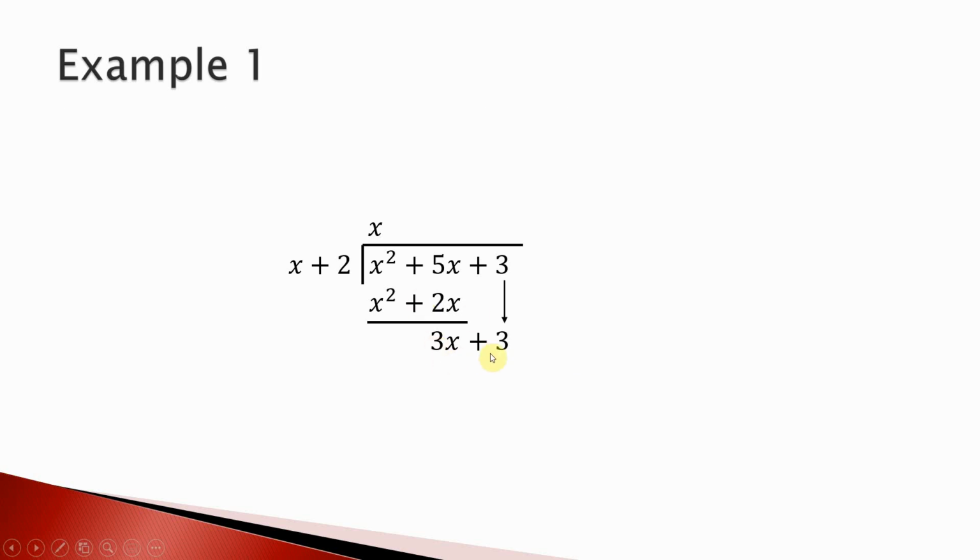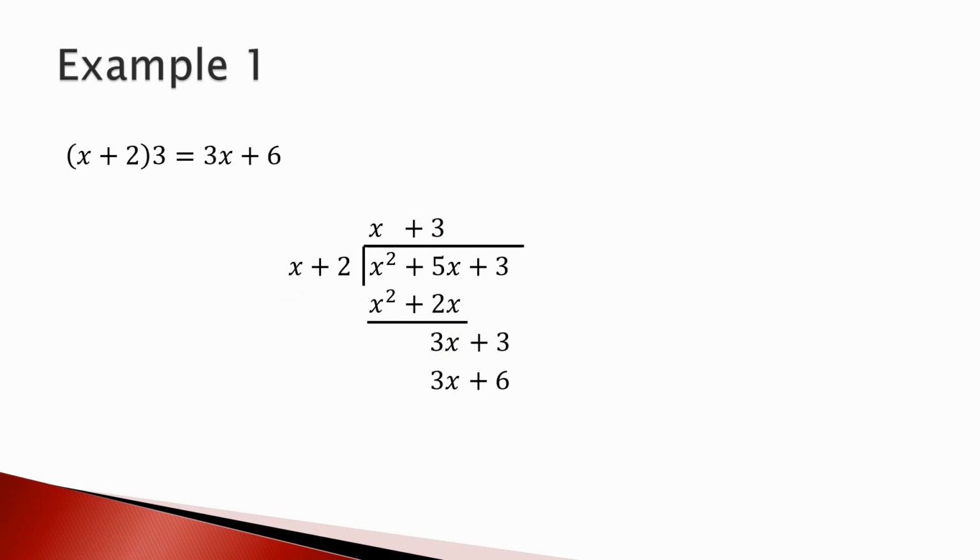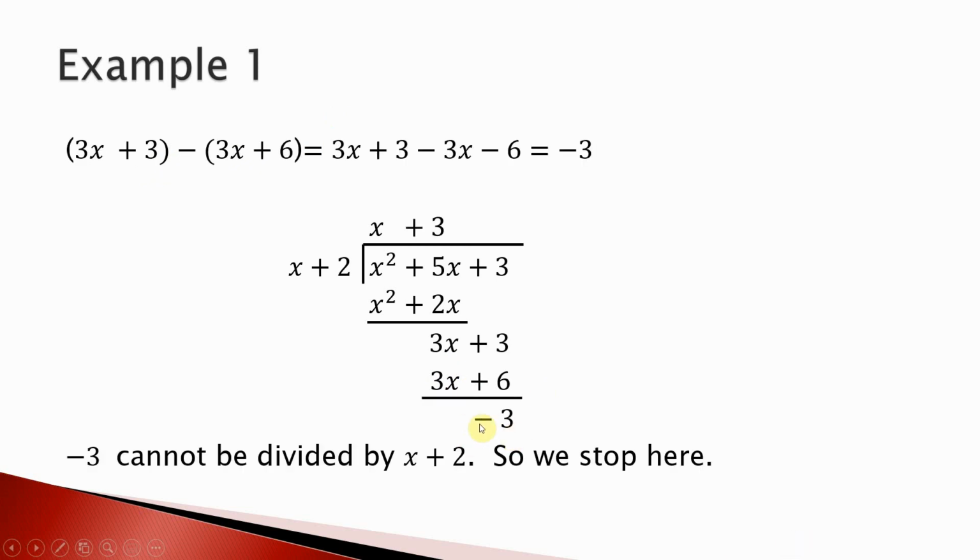So now you have 3x plus 3. Then again you do the same thing. You divide this 3x by x, then you get 3. Then you write it here. Then you again multiply x plus 2 by positive 3. Then you get 3x plus 6. Then you subtract, and when you subtract, you get -3, and -3 cannot be divided by x plus 2. So we stop here.